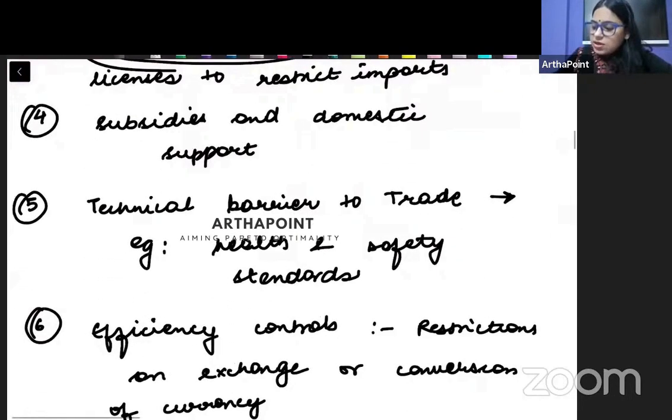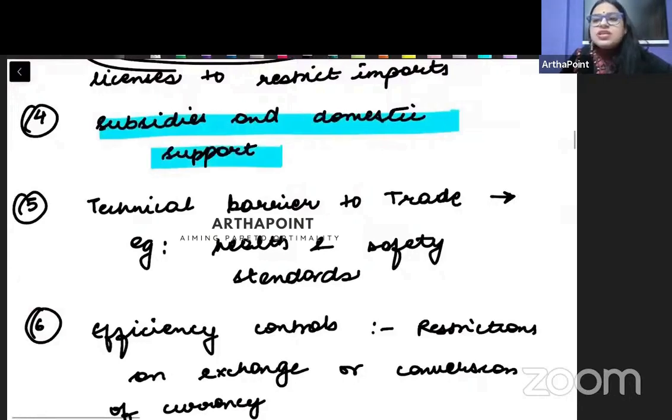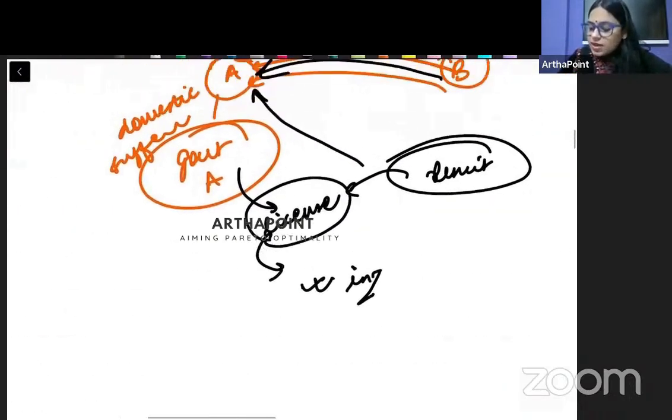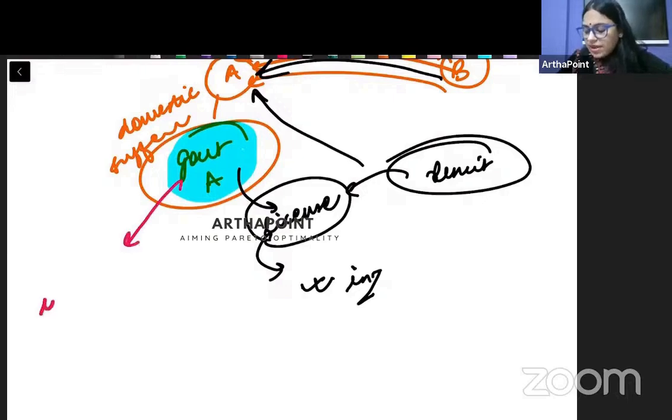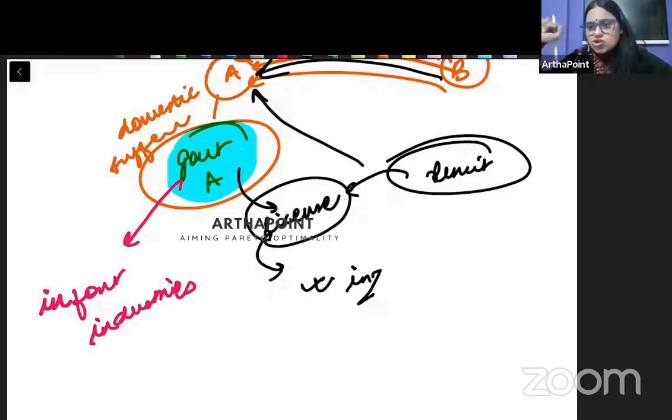Beta, next, domestic support and subsidies to domestic producers. Now what is this country doing? Government of the country is saying, let me support my infant industries. What is an infant industry? Who is an infant? A newly born baby. So what is an infant industry? An industry that has just been born, that has just started.